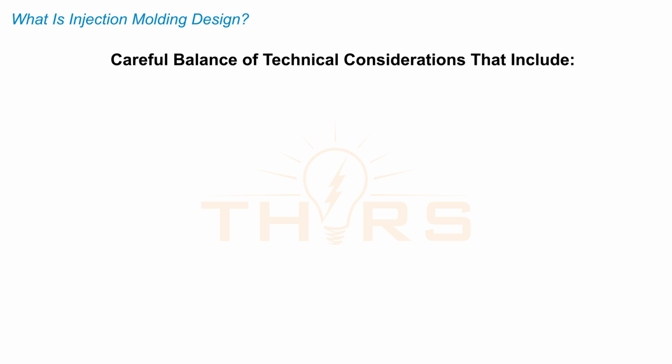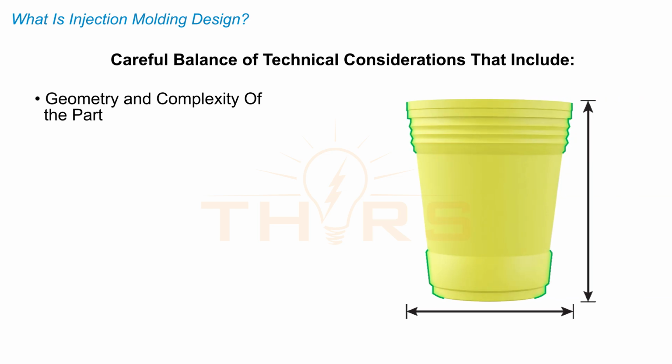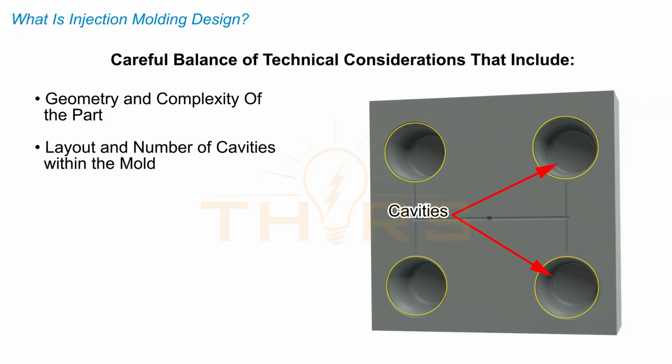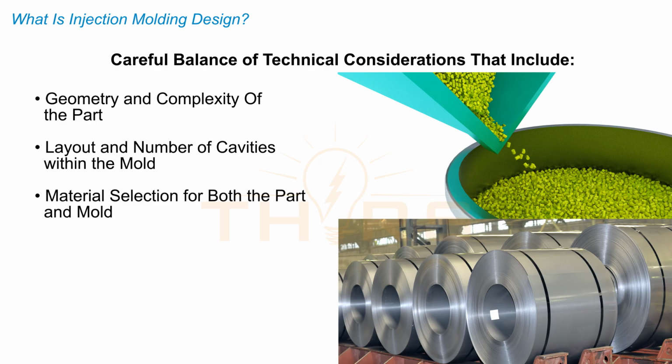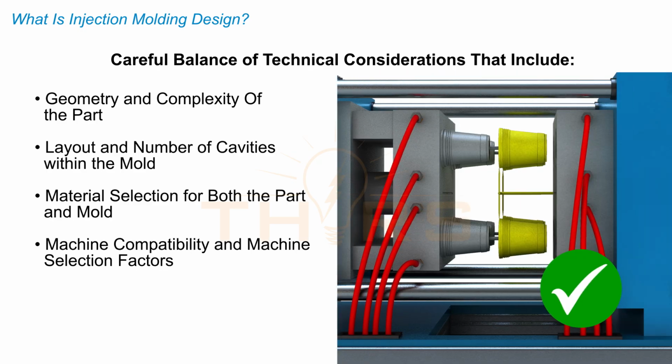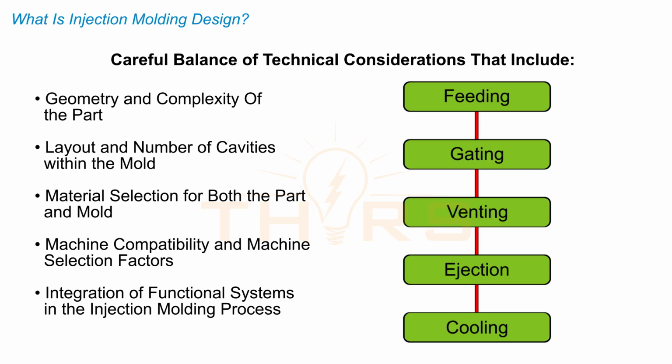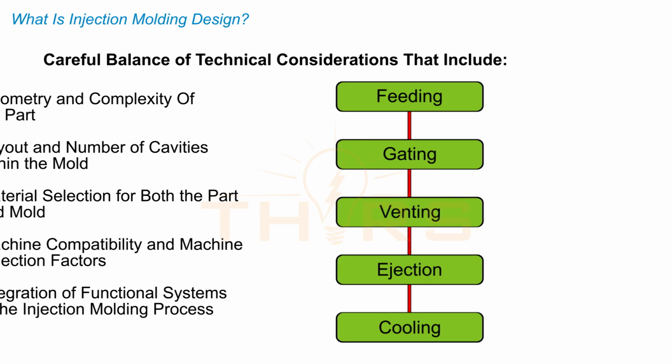Designing an injection mold requires a careful balance of technical considerations that include the geometry and complexity of the part, the layout and number of cavities within the mold, material selection for both the part and mold, machine compatibility and machine selection factors, and the integration of functional systems in the injection molding process.